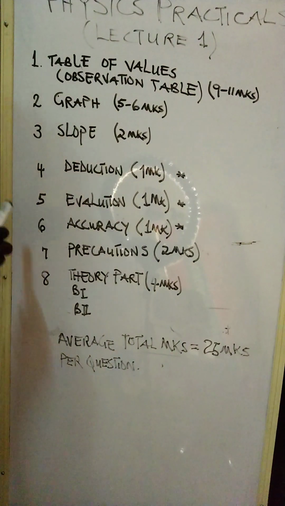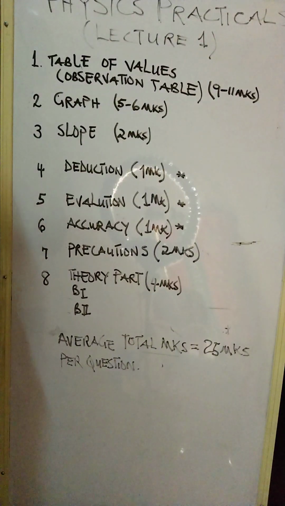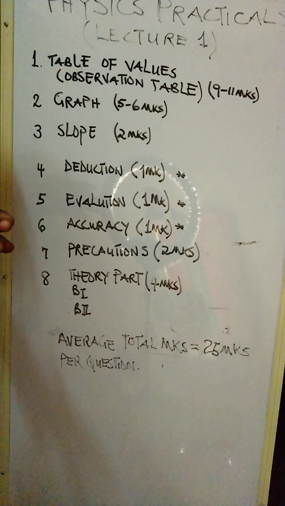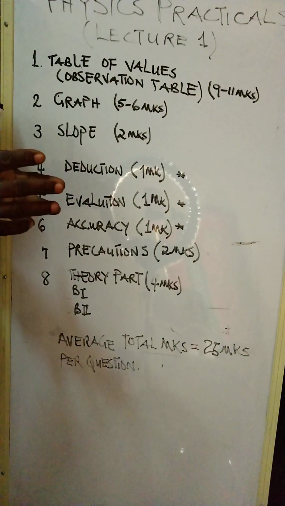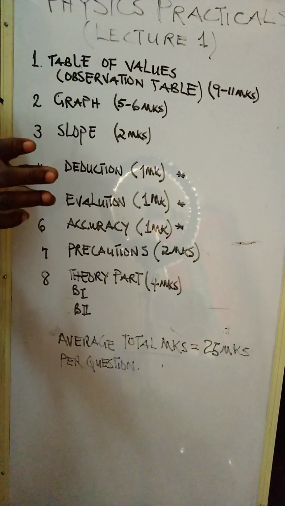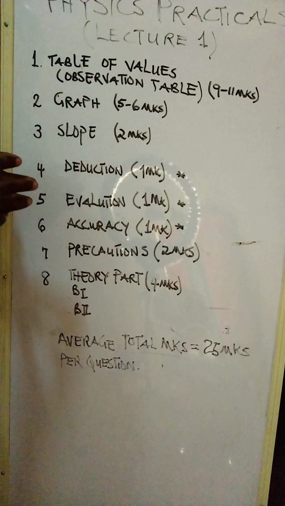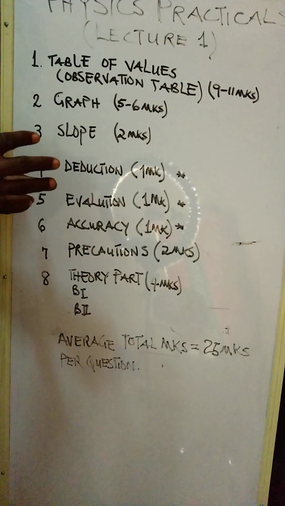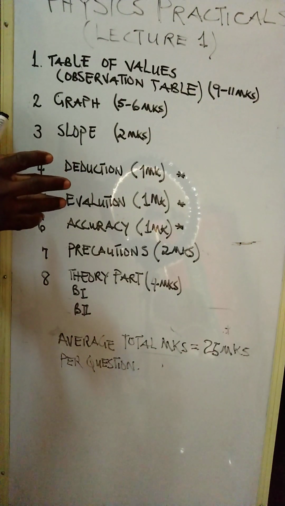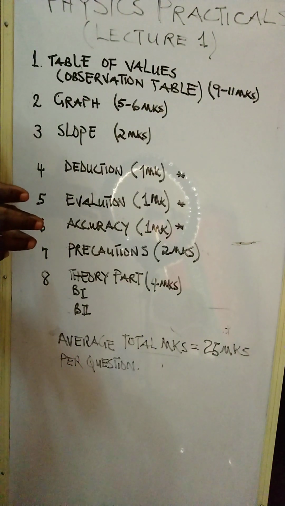Today we shall be discussing physics practicals, and this is lecture 1, the first lecture. Now, the practical aspect of physics is as important as both the objective and theory aspect. The practical aspect from the examiner's marking guide is 50 marks, and you are expected in the certificate exam to attempt 2 questions out of 3.